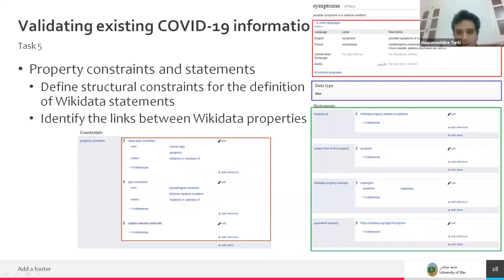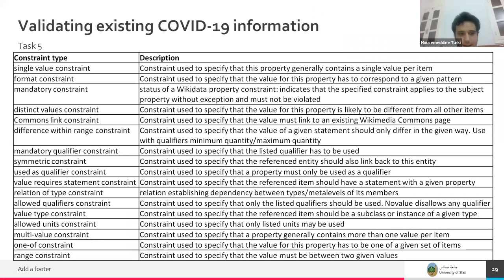Well, concerning the validation of existing COVID-19 information, we have first the property constraints and statements. The statements are assigned formatting conditions, etc., that are inferred from other sources, or that are generated by the community. This can be used with SPARQL to find what is not working within the data. So we have a range of constraints: single value constraints, format constraints, for example, distinct values constraints, symmetric constraints, etc.